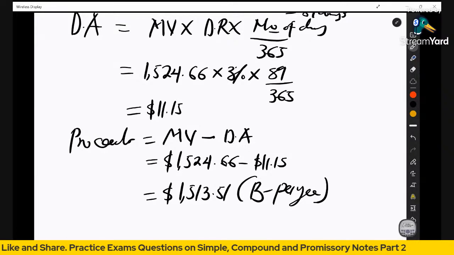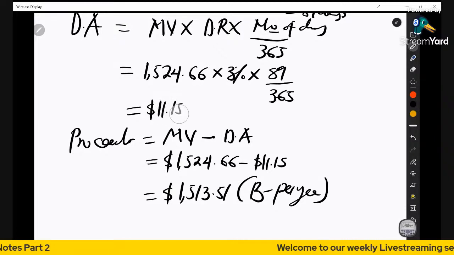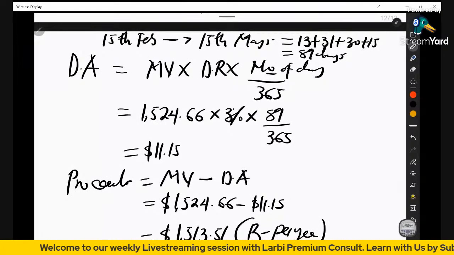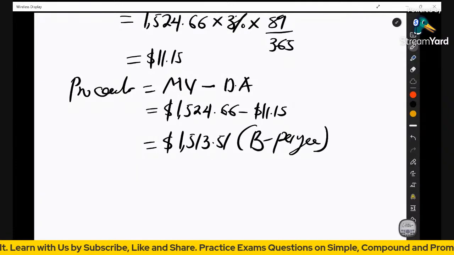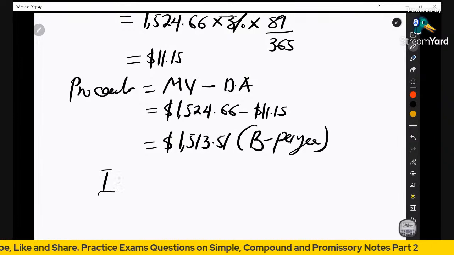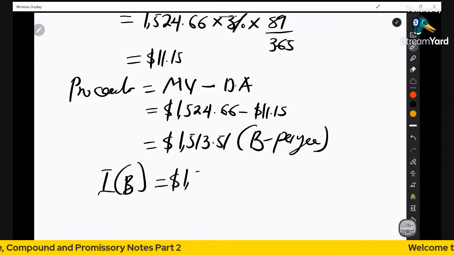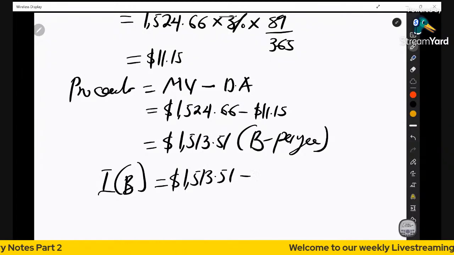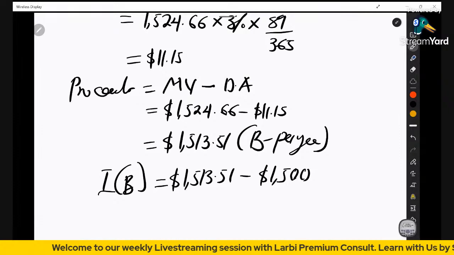So the discount amount is going to be this value that you see here. This is the discount amount, and the proceeds, which is the amount going to be paid, is below the maturity value, which is 1513.51. For you to get the interest that party B will earn from this whole transaction, the payee will earn the proceeds, 1513.51, minus the initial amount of 1500, because that was the initial value of this transaction.